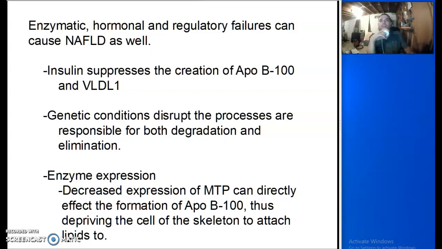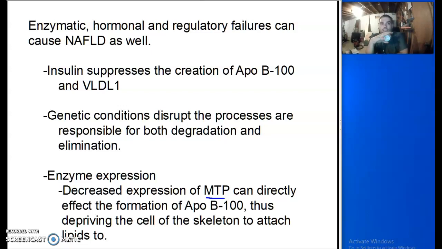So anything that degrades the process for degradation and excretion of the lipids is going to cause the buildup as well, and our enzymatic expression. Specifically, I want to point out the MTP. If our MTP has decreased expression, unlike the rest that are this positive feedback loop of constantly bringing LDL back in, this is actually going to just cause a buildup because we're unable to create the VLDL.